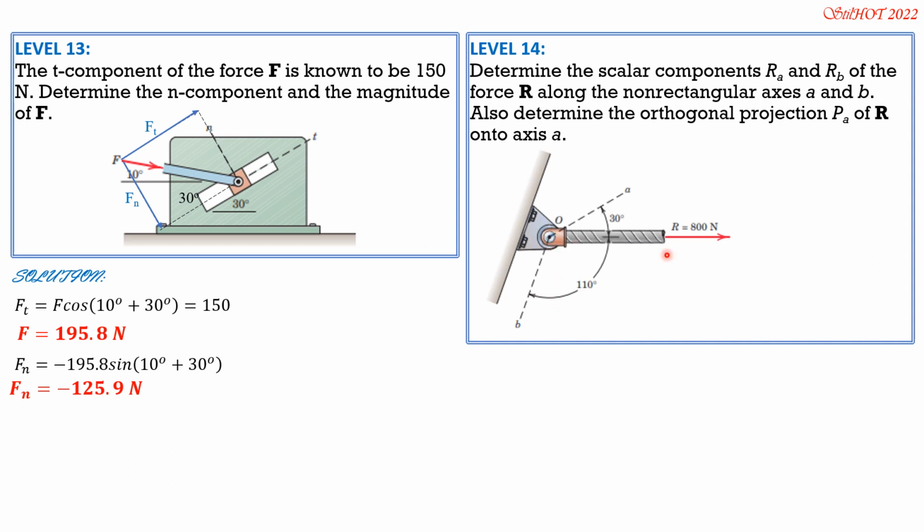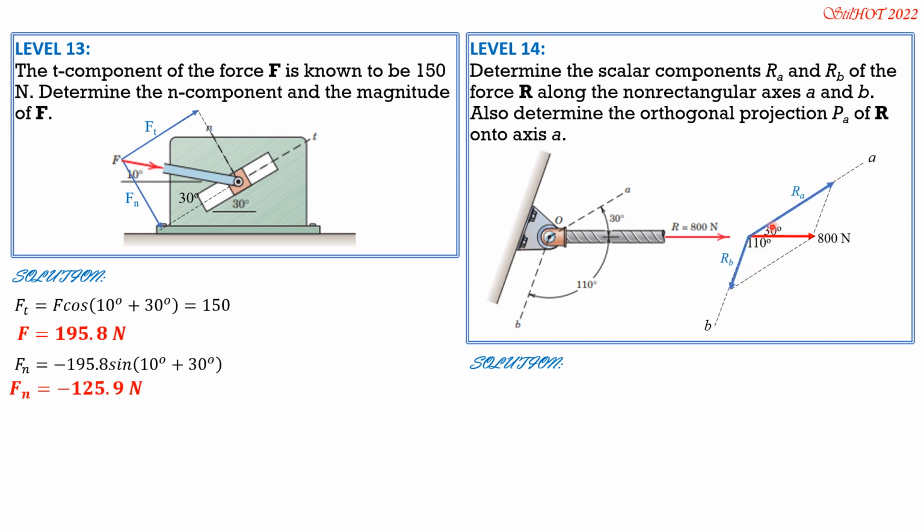Then let's draw the force R and lines parallel to A and B to form a parallelogram as shown in the figure. So we have 800 newtons, then this is the B axis, the A axis, and the angles 110 and 30 degrees. Therefore, the total angle here is 110. One interior angle of the parallelogram is 110 plus 30, 140. Therefore, this other interior angle is 180 minus 140, so this is 40 degrees.